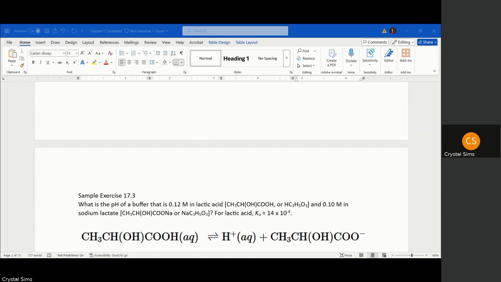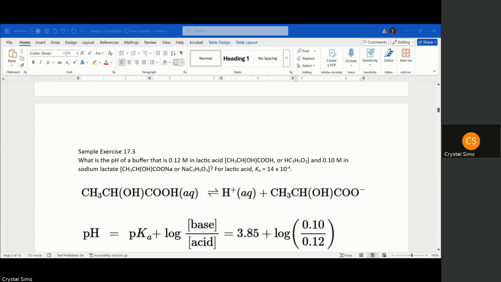The first method is the method that we used when we looked at sample exercise 17.1, looking at the common ion. But since we are looking at a buffer solution, we have a special equation that we can use called the Henderson-Hasselbalch equation. The Henderson-Hasselbalch equation is pH is equal to pKa plus log of the concentration of the base divided by the acid. And we are going to use this equation because it is a little bit simpler than going through our entire ICE table and looking at the acid dissociation equilibrium. We can use our Henderson-Hasselbalch here.